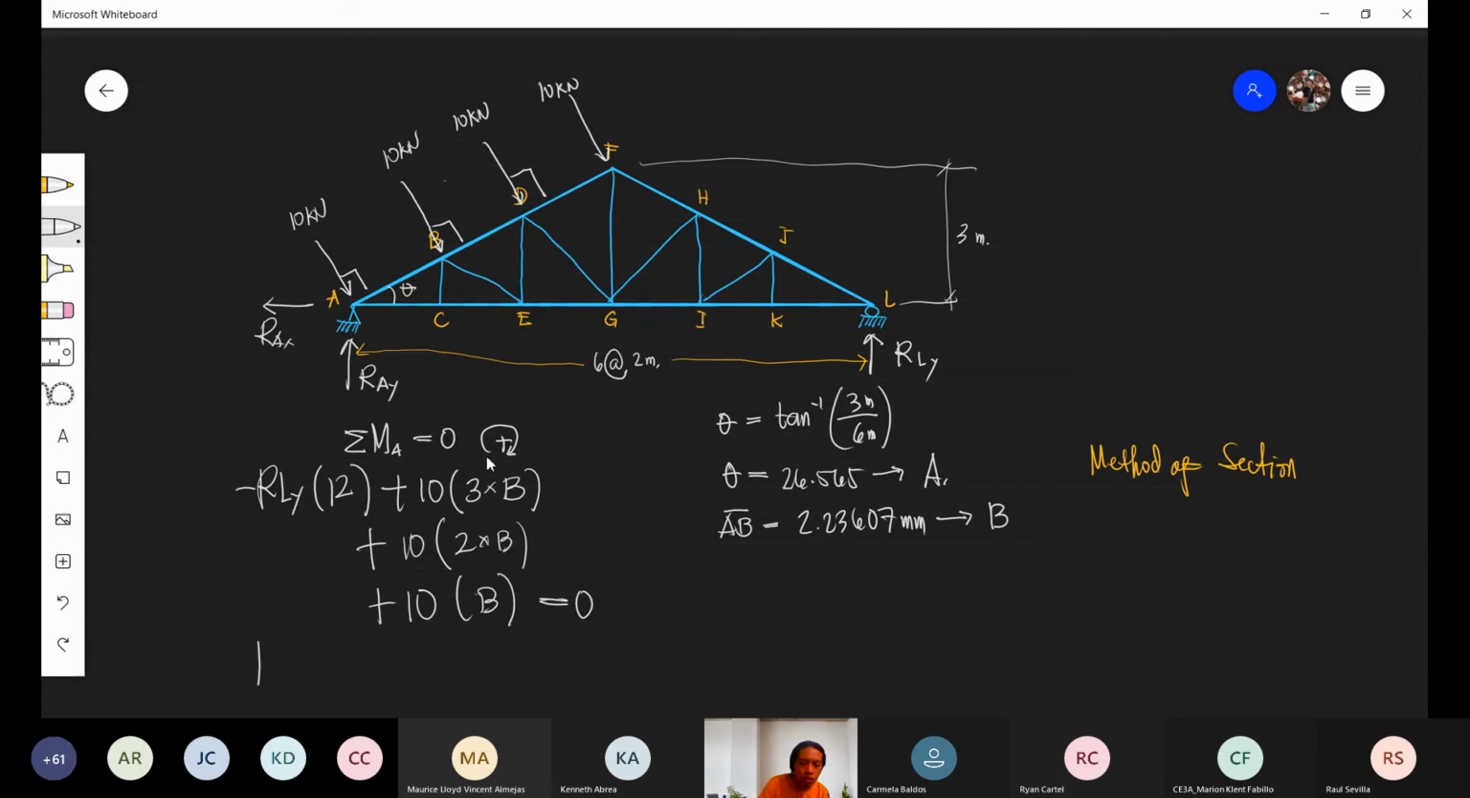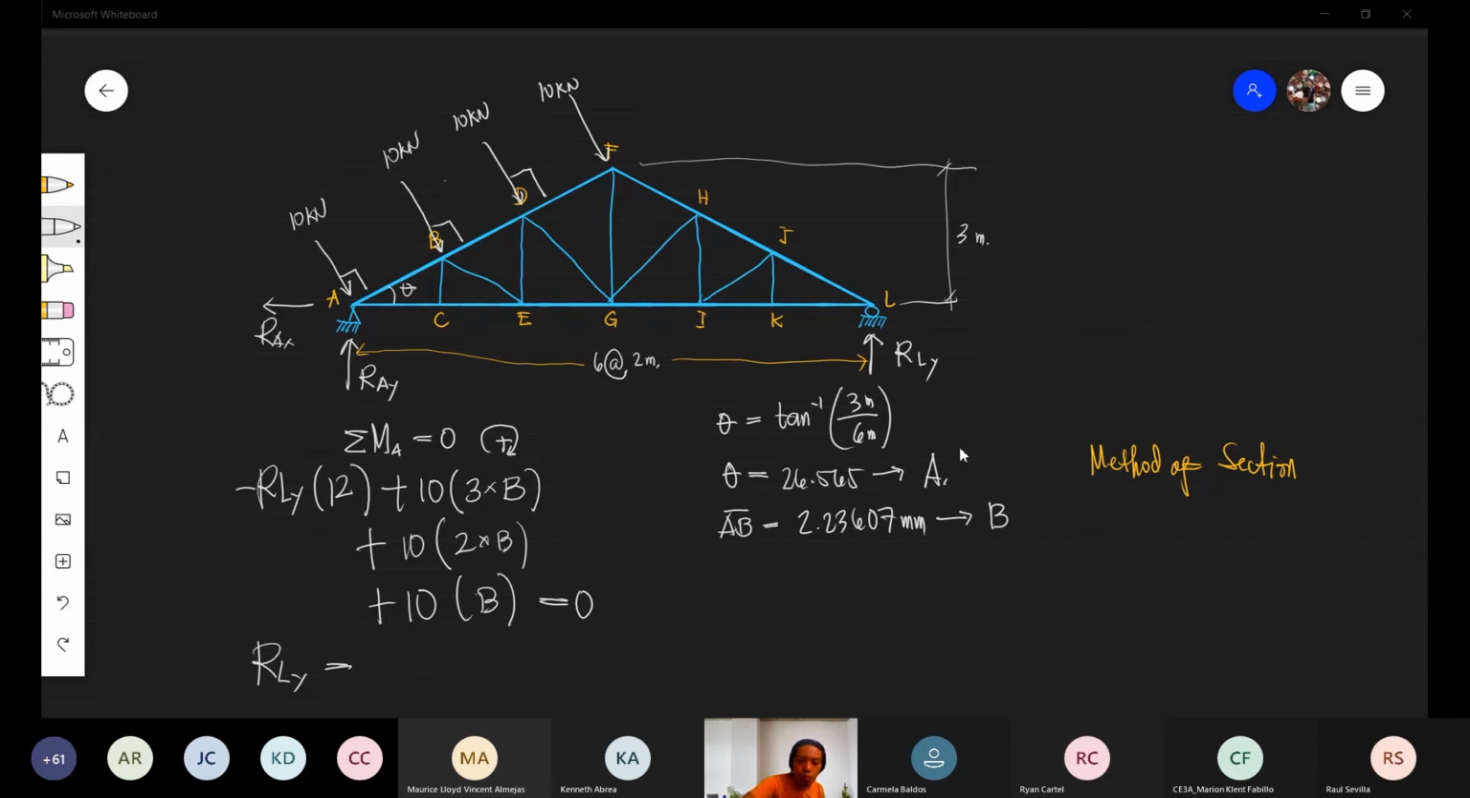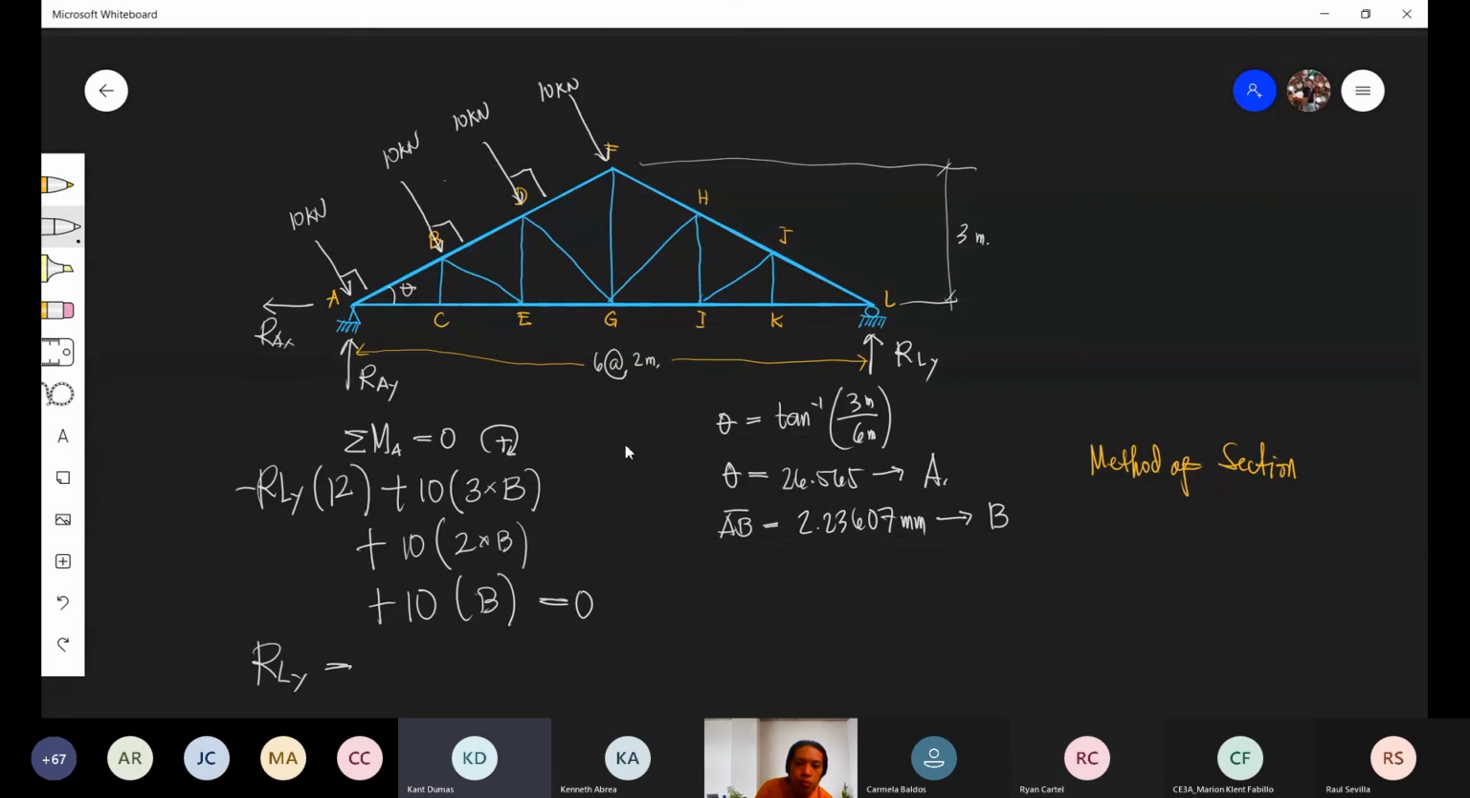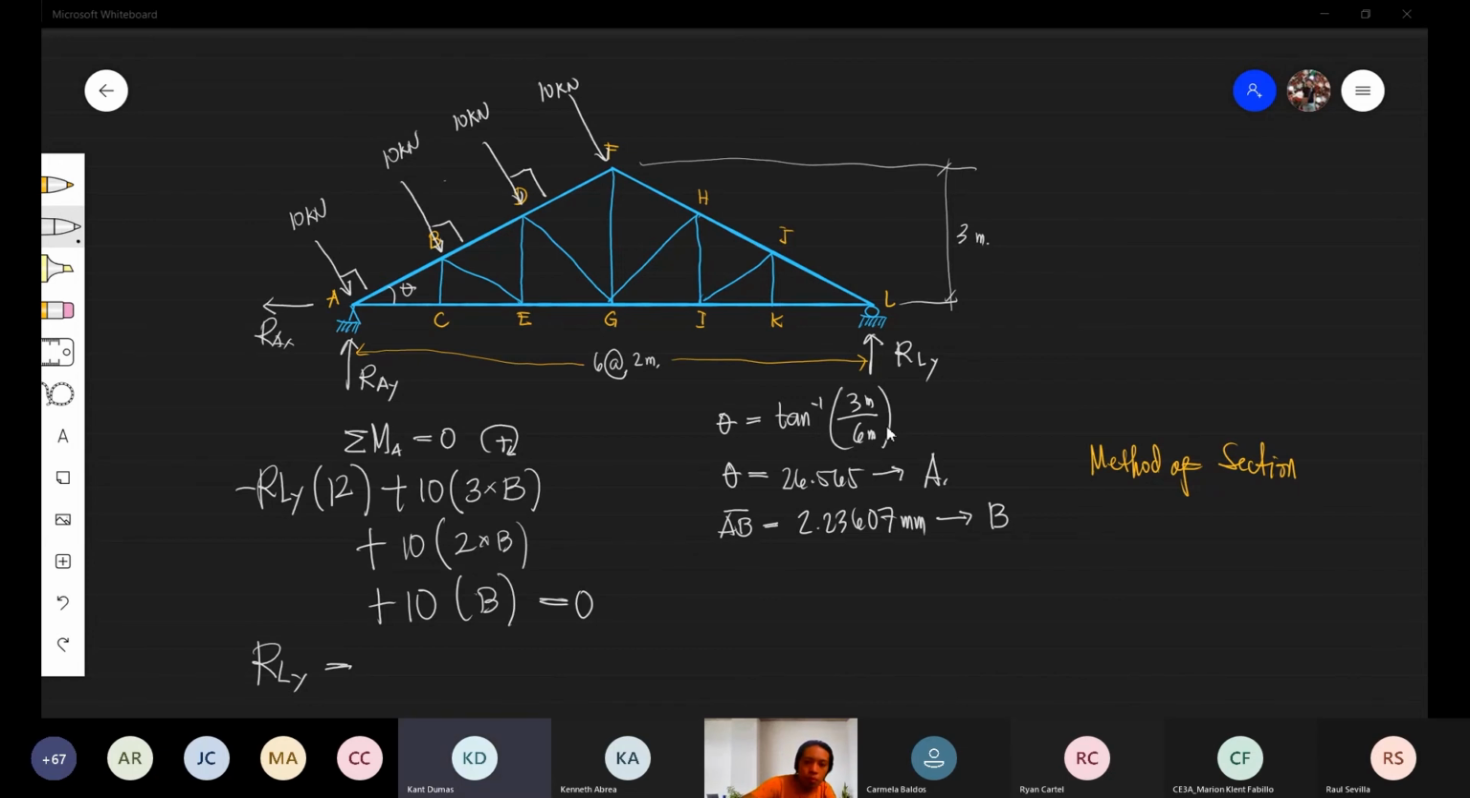We are trying to solve for the value of RLY. Negative X plus times 12. Sir, another X component? No, not here, because I'm using the perpendicular distance. This is the perpendicular distance, right? Yes, sir. And times 2 times.